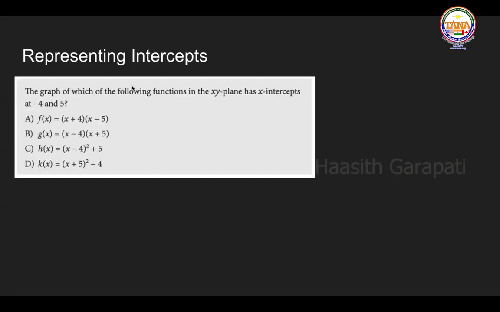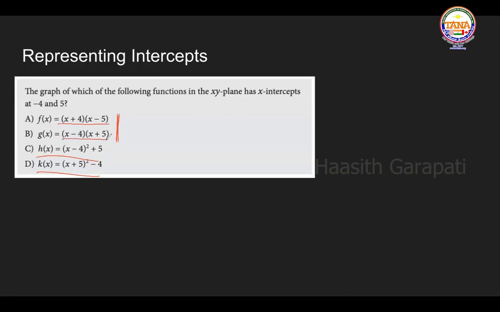All right, everybody. Should have had a minute to think, so let's check this question out. The graph of which of the following functions in the xy plane has x-intercepts at -4 and 5? First, you have to identify which equation is going to help you. These two equations over here are in vertex form, so they're likely not going to be helpful.